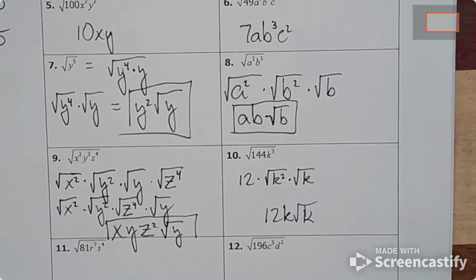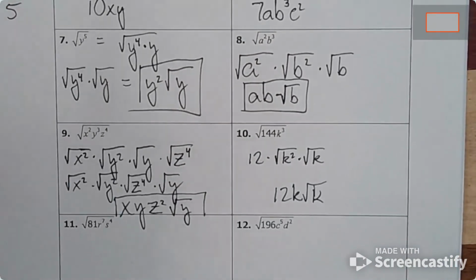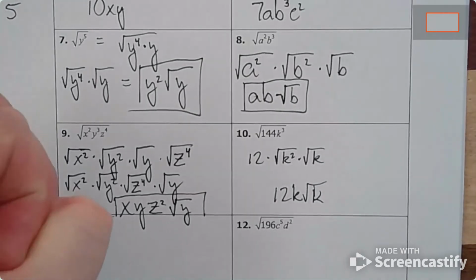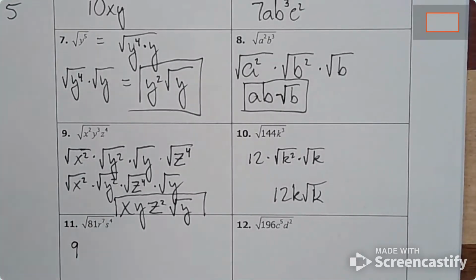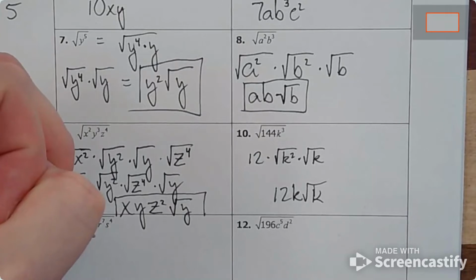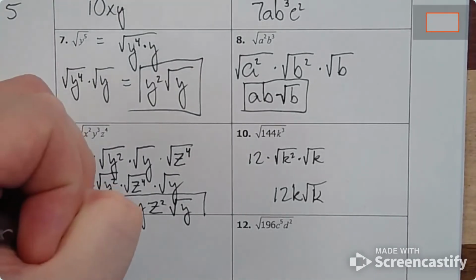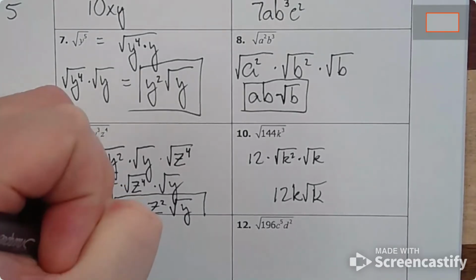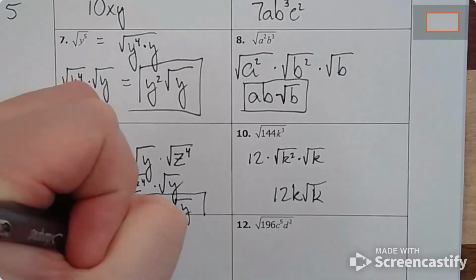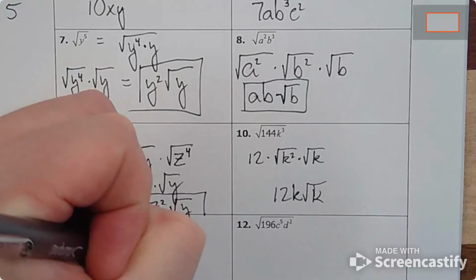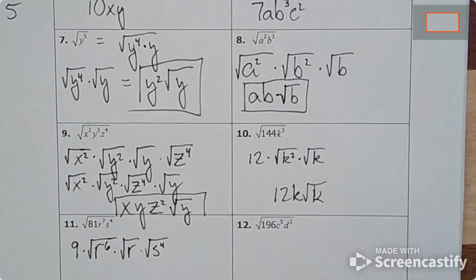So let's try the same thing with number 11. What's the square root of 81? 9. Okay, so we'll write 9. And then r to the 7th power is odd, so we need to break that apart into the square root of r to the 6th power. Good. And then times the square root of r. And then times the square root of s to the 4th power. We keep s to the 4th the same because it's already even.